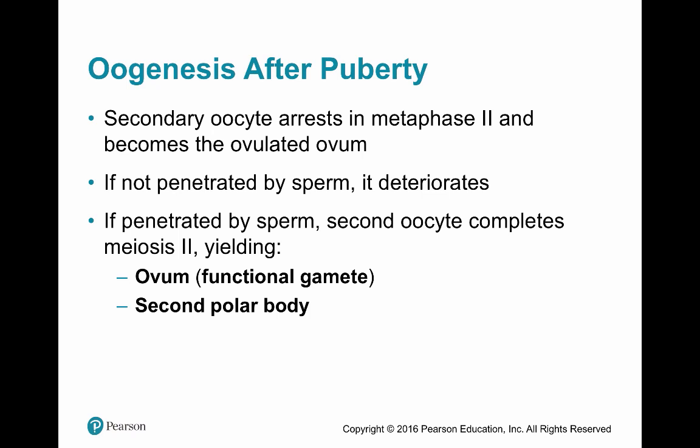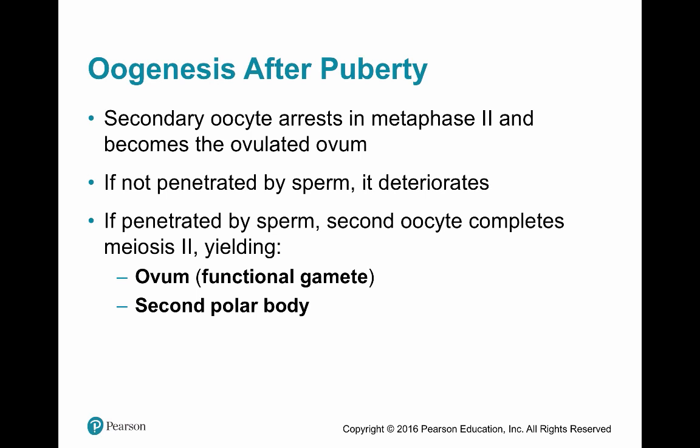After puberty, the secondary oocyte arrests in metaphase 2 and then becomes an ovulated ovum. If not penetrated by a sperm, it deteriorates. But if it's penetrated by a sperm, the secondary oocyte completes meiosis 2, yielding a functional gamete, an ovum, and a second polar body, which again is not functional. So through all this division, in males you would end up having 4 functional sperm, right? In females, after all this division, you just get 1 functional ovum.